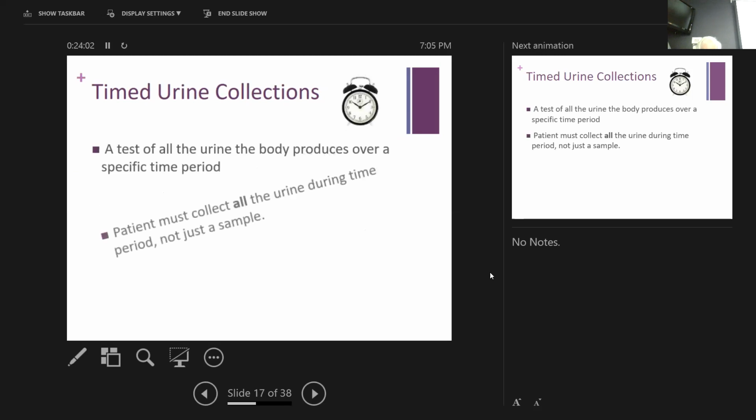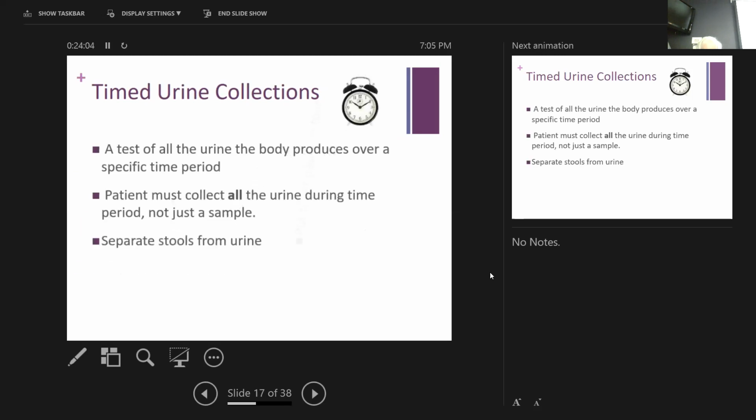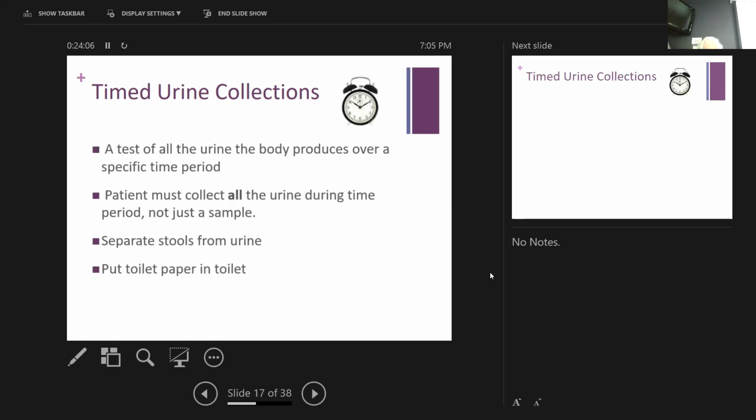So with a timed collection, the idea is to check throughout the day. We'll secrete different things into our urine, so you might miss something on a random sample. So we're looking at testing the urine throughout that time period. The idea is to collect it all.